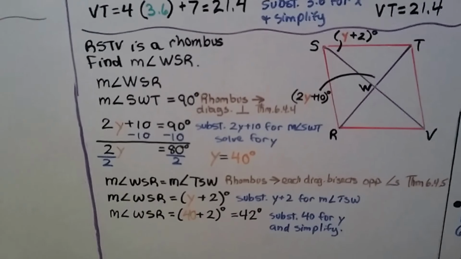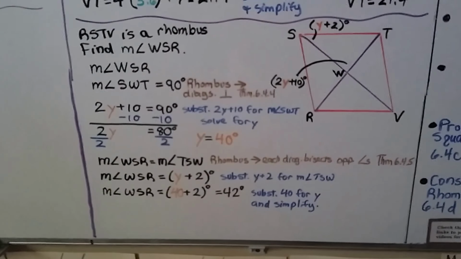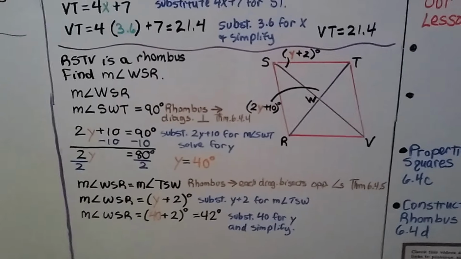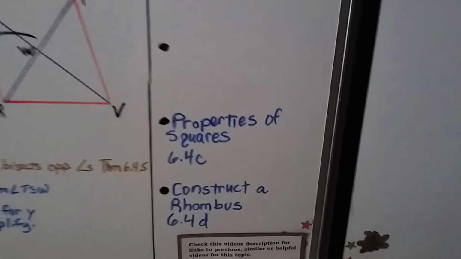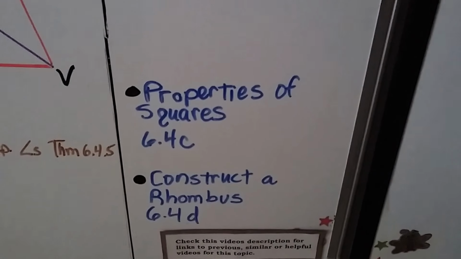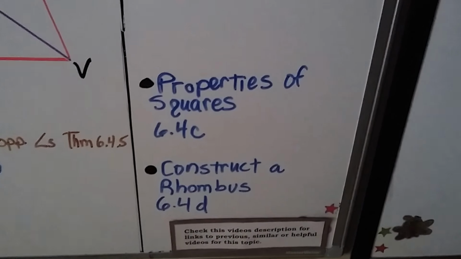Okay? So make sure you write down all these theorems, because you're really going to need them, all right? So our next video is properties of squares. That's 6.4c, the third video for 6.4. After that, we're going to make some rhombuses with a compass, okay?